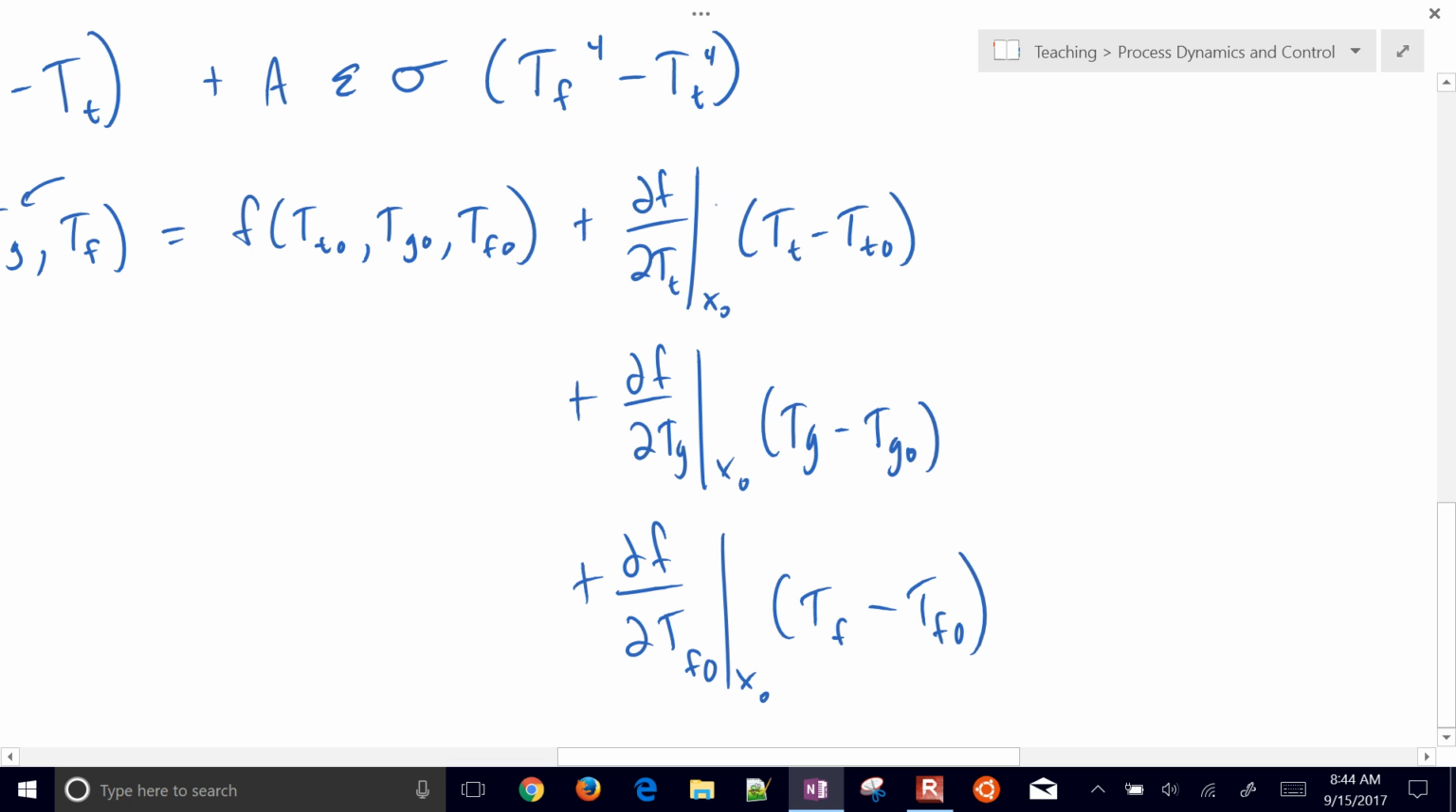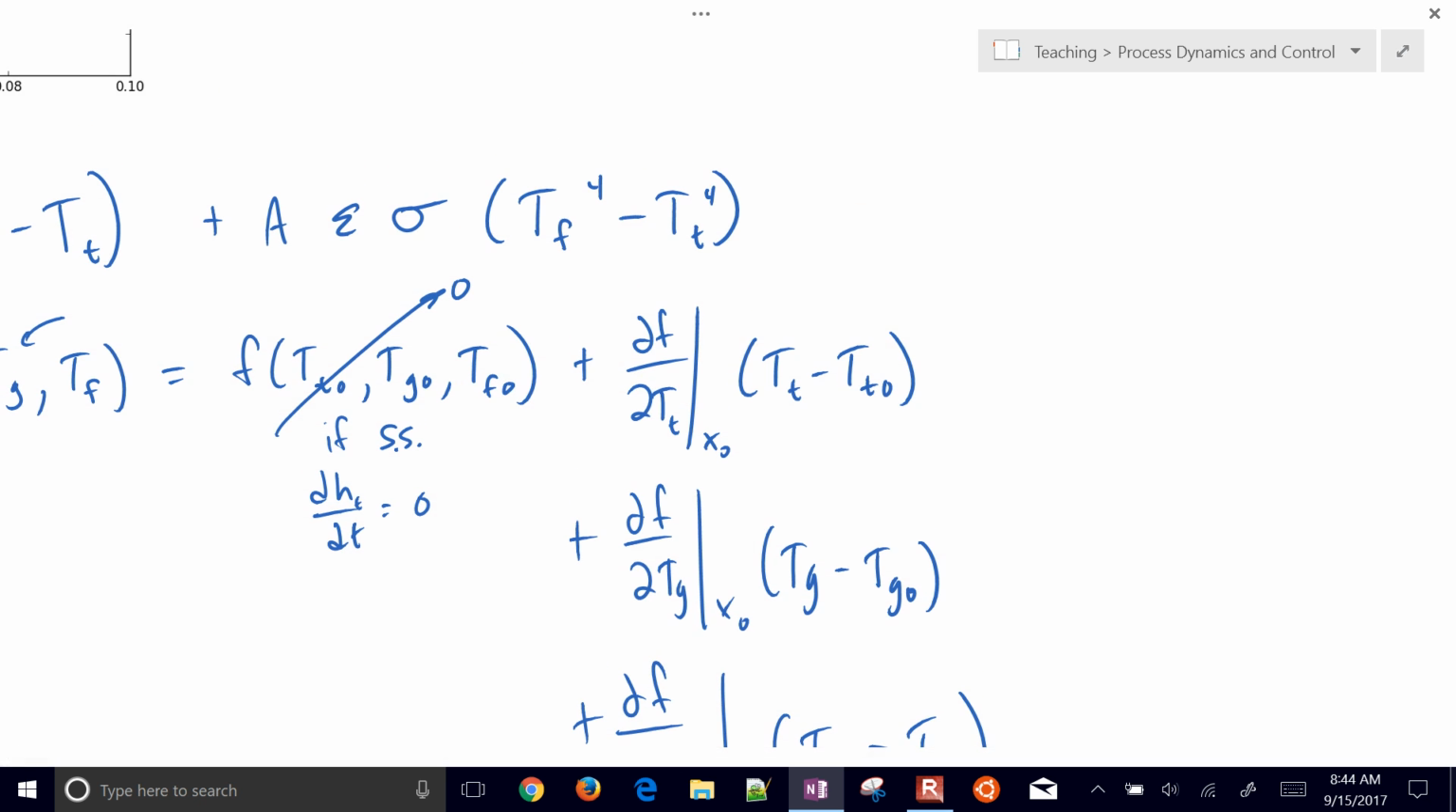And we just want to calculate the partials here. If we choose the steady state conditions, this is going to be equal to 0. So a lot of times you can just throw that out by saying if steady state conditions, that just makes dHt/dt equal to 0. So that's a very nice thing. We just throw out that term, but only if we choose steady state conditions.